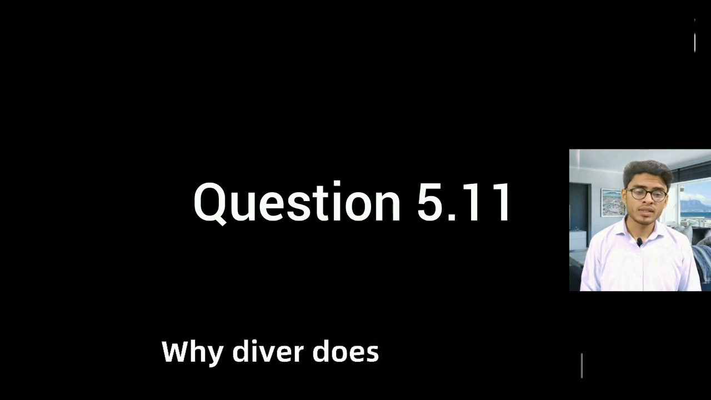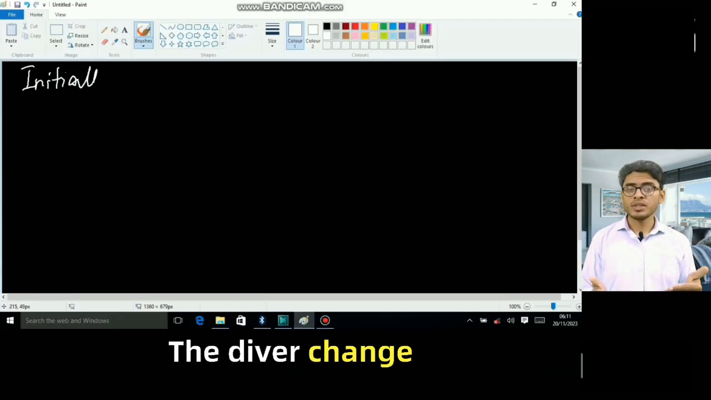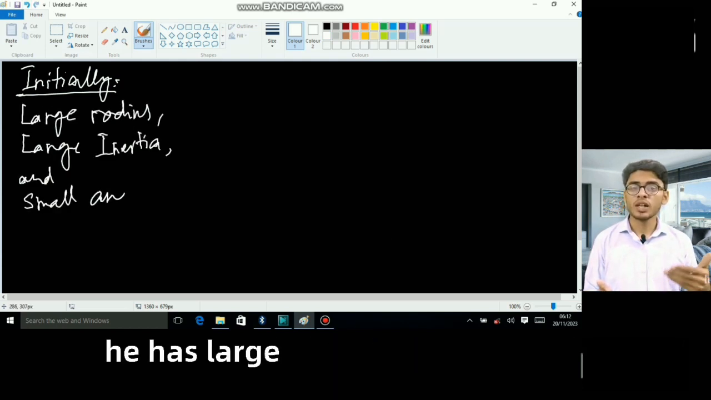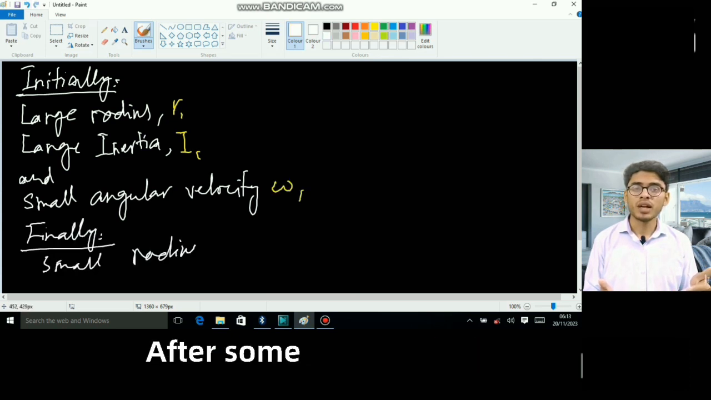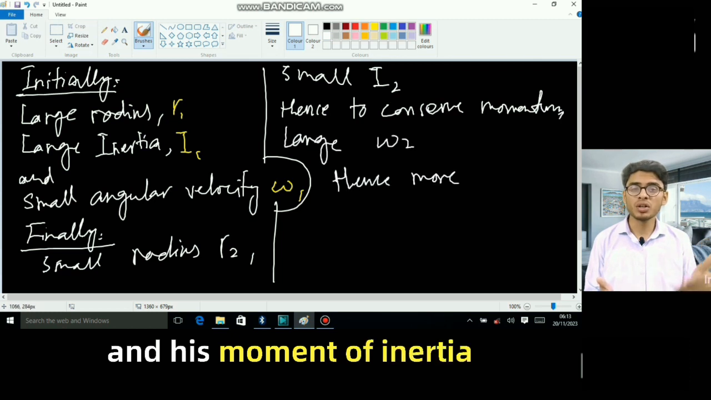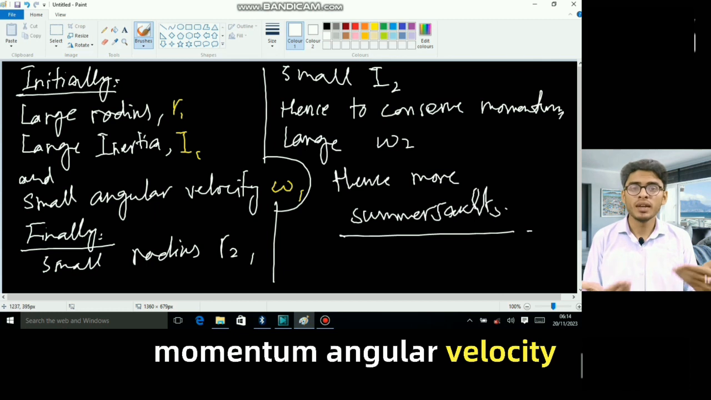Why does a diver change his body position before and after diving in the pool? The diver changes his body position to make more somersaults. When he jumps, he has large moment of inertia and small angular velocity. After some time, he gets close and his moment of inertia reduces. Hence, to conserve the angular momentum, angular velocity increases.